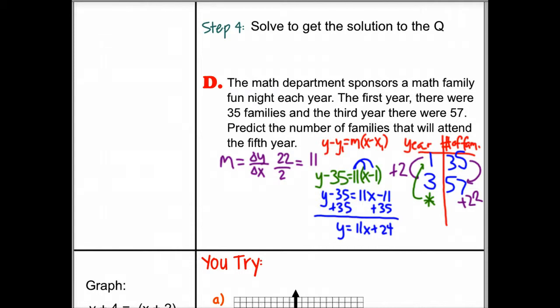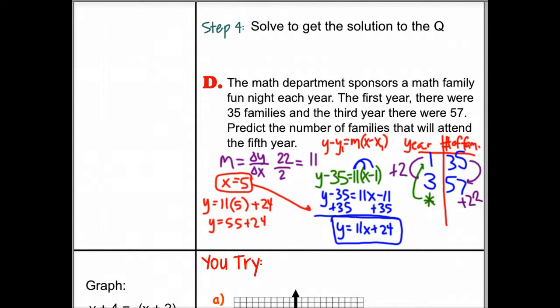So using the equation we have, we want to answer the question. So the question was, predict the number of families that will attend the 5th year. So we want to know what y will be when we have x equals 5. So what we do is we plug in 5 whenever we see x. So we have y equals 11 times 5 plus 24. y equals 55 plus 24. So y equals 79.